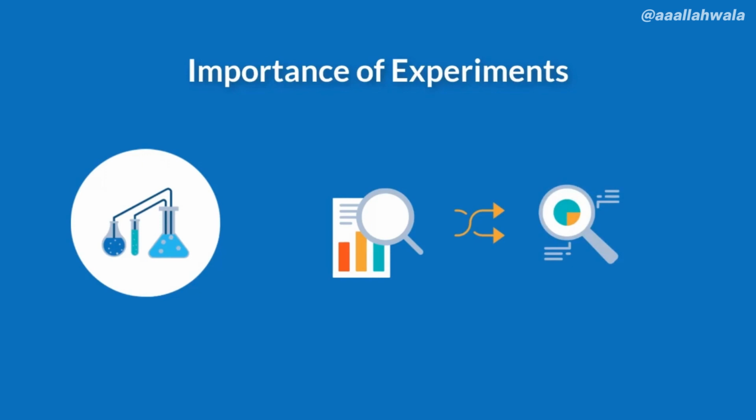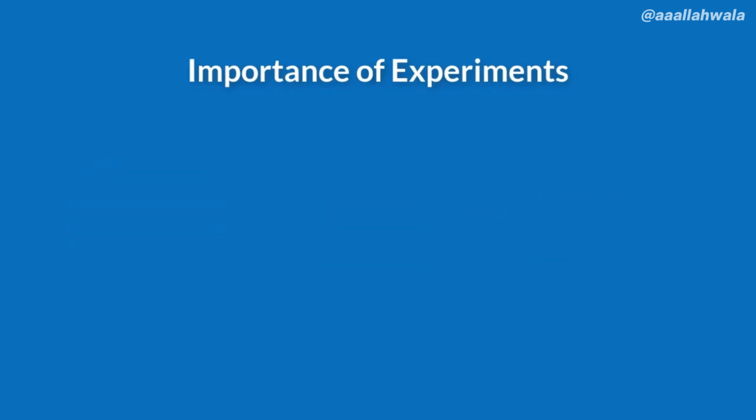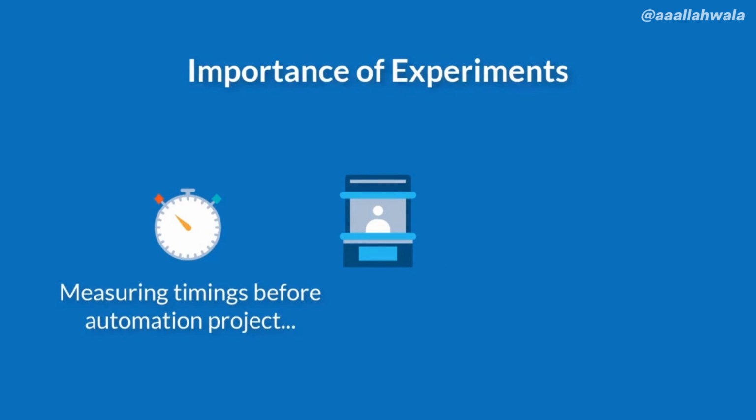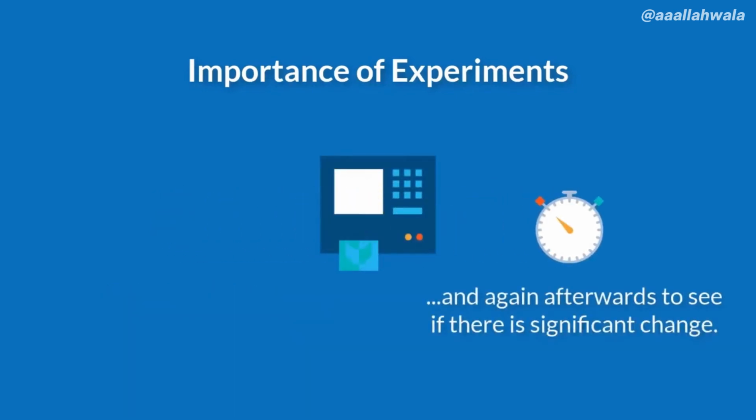caused any changes. For example, a bank wants to see if replacing tellers and cashiers with machines affects customer transaction and wait times. They can do this by measuring these timings before an automation project, and then again afterwards to see if there is a significant change.